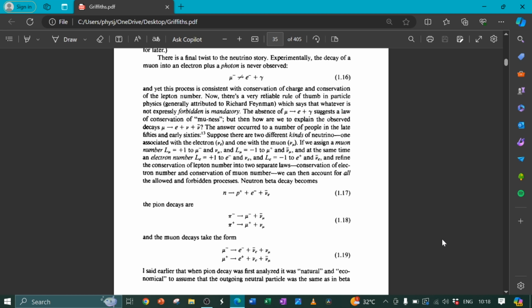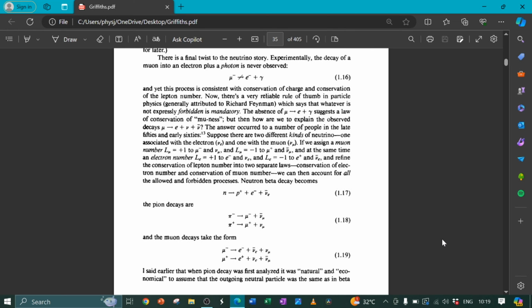If we assign a muon number L muon equal +1 to muon and muon neutrino, and L muon equal -1 to anti-muon and muon antineutrino, and at the same time an electron number Le equal +1 to electron and electron neutrino, and Le equal -1 to positron and electron antineutrino, and refine the conservation of lepton number into two separate laws: conservation of electron number and conservation of muon number, we can then account for all the allowed and forbidden processes.